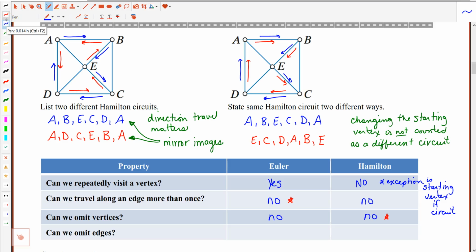Now this last one, can you omit edges? So you basically don't grab an edge in the graph. For Euler, nope. Again, that's a fundamental thing. You have to travel each edge once and only once, so you can't leave any of them out. And then for Hamilton graphs, can you omit edges? Which basically means you don't grab certain edges in the graph. Yes, that's true. So here's an example of one. I didn't ever grab this edge right here. Okay, so we're seeing some similarities, but some key differences between Euler ideas and Hamilton ideas.